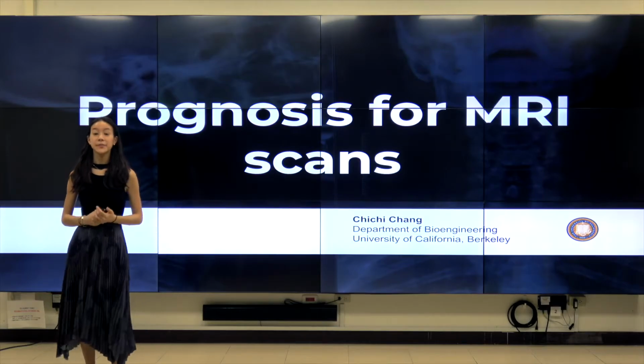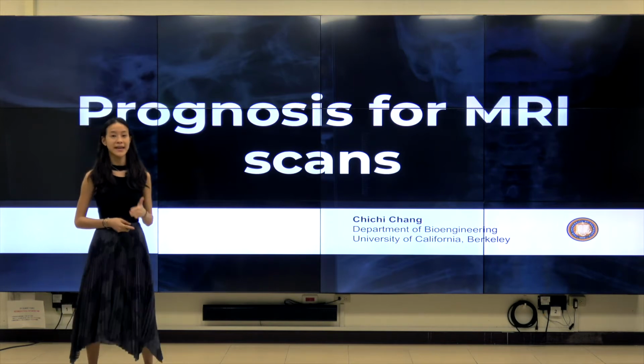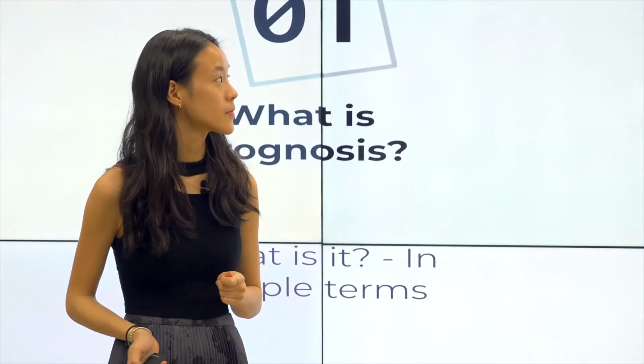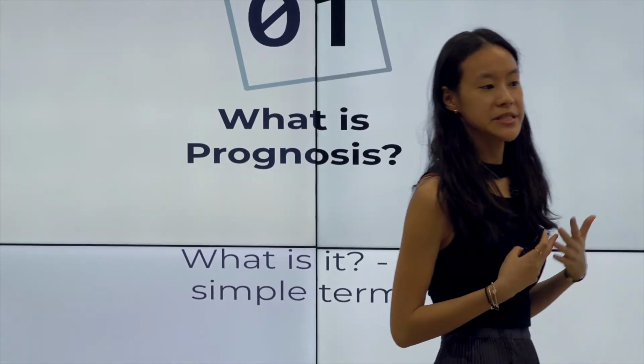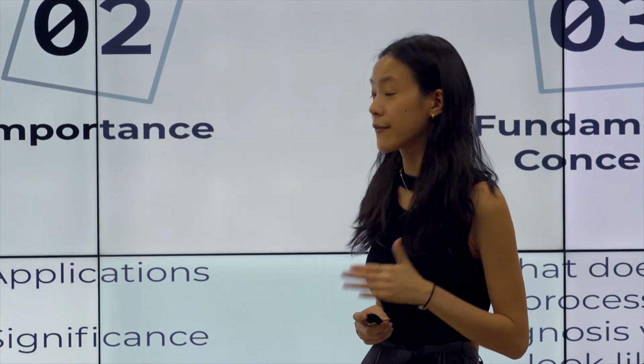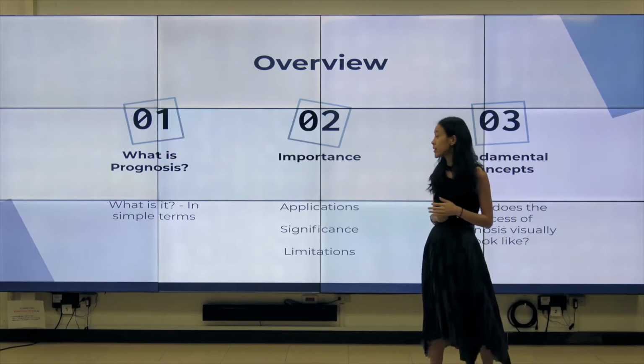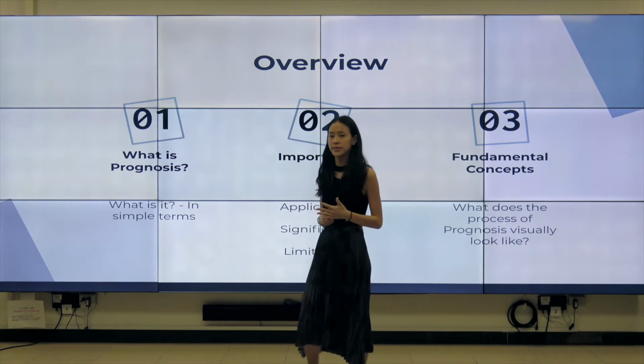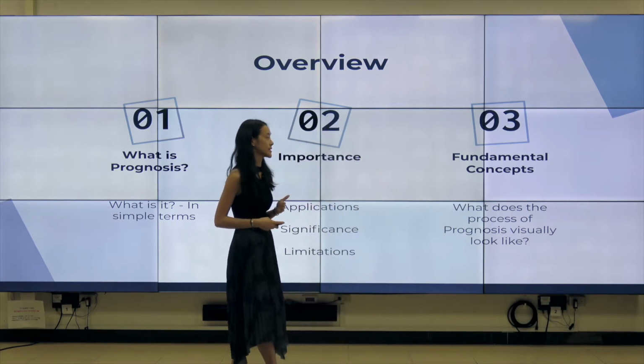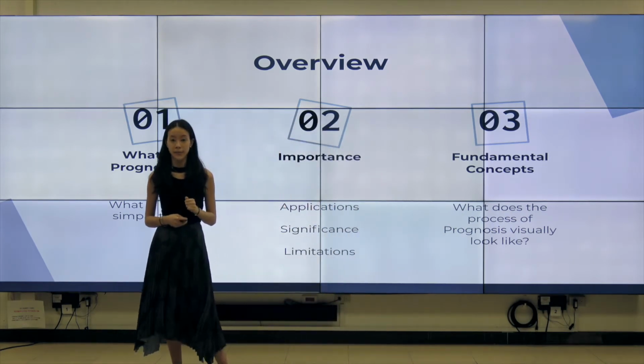So for this lecture, we're going to be talking about prognosis for MRI scans. The overview for today is going to be different from our past lectures. The first three sections will still be the same. We're going to be talking about what exactly prognosis is in simple terms, the importance of prognosis, as well as the fundamental concepts of prognosis.